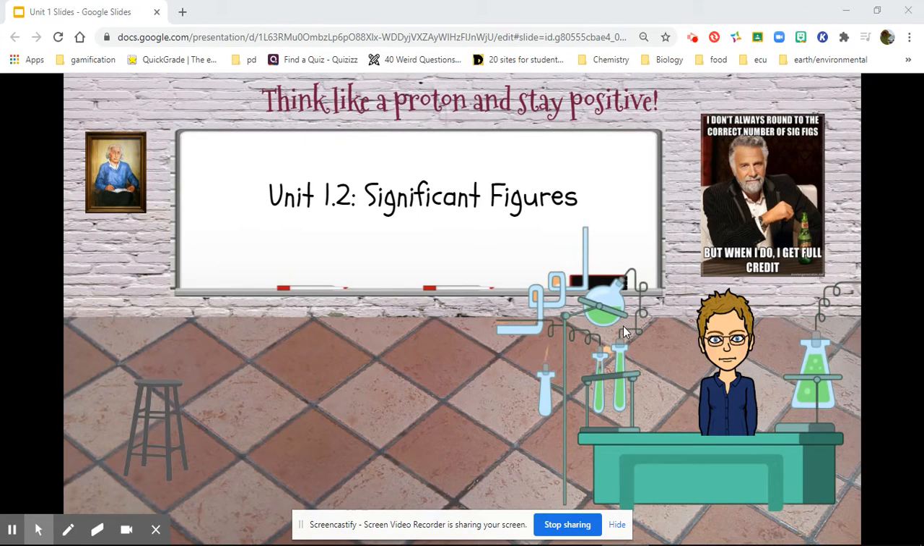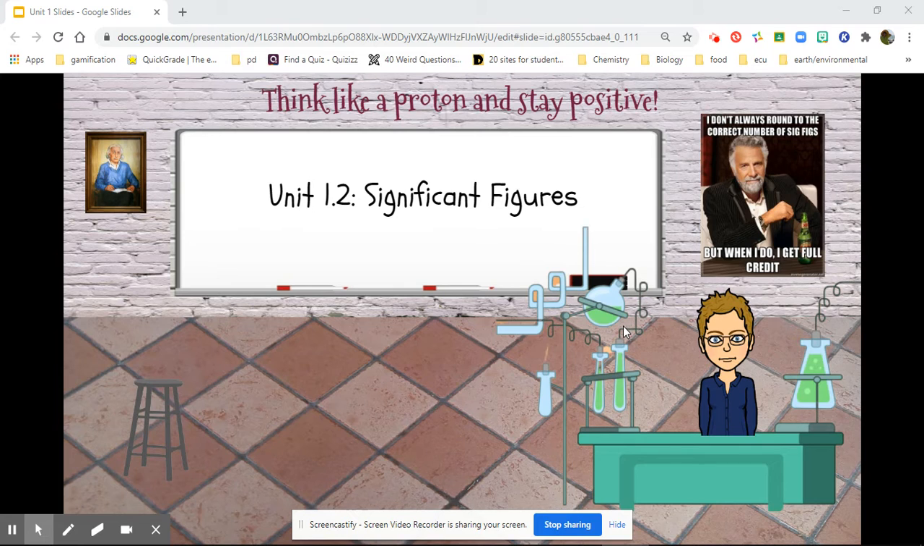Welcome to our second section in Unit 1, which is titled Math and Chemistry. This section is all about significant figures. It is very important as we are doing chemistry to be accurate in our measuring, and significant figures is what helps us to maintain that accuracy.